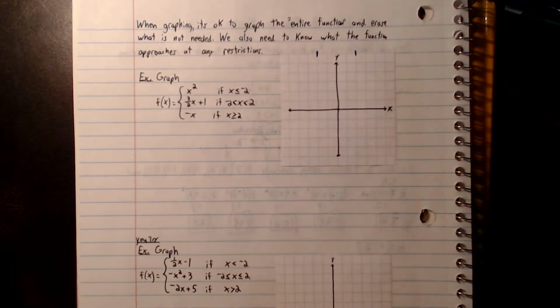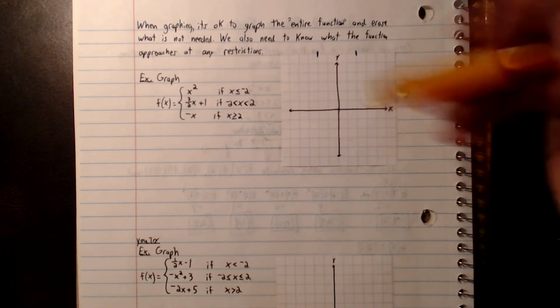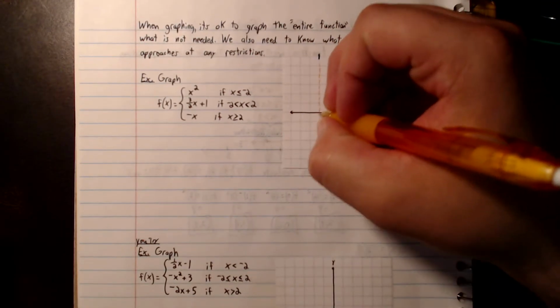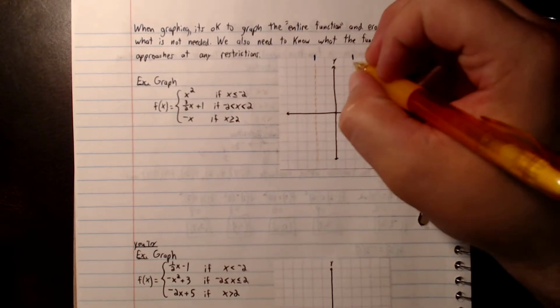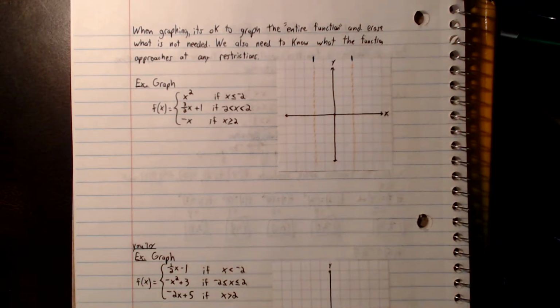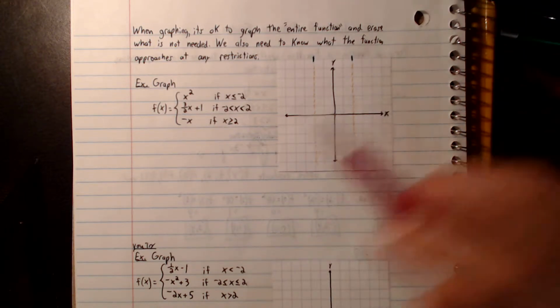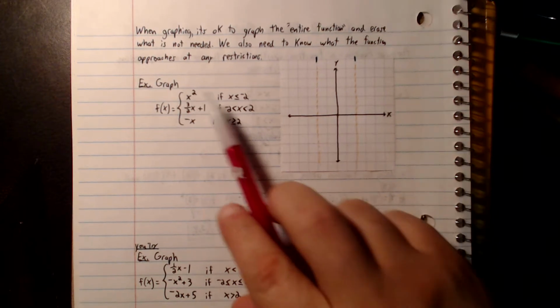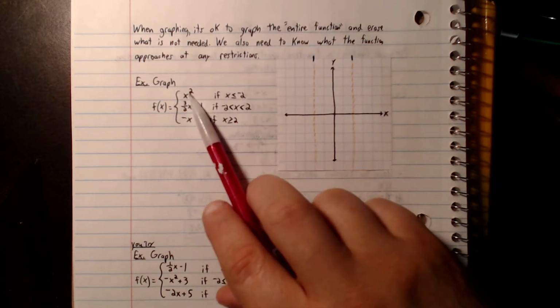Now I'm gonna do it in a different color, right? I know that once I hit this little dotted yellow line, it's going to probably look different, most likely. So let's start with the first equation, right? X squared. I'm going to ignore this part right now, just the x squared.